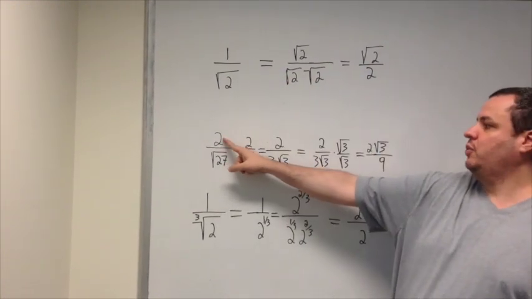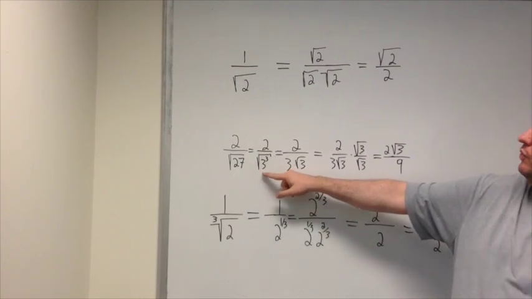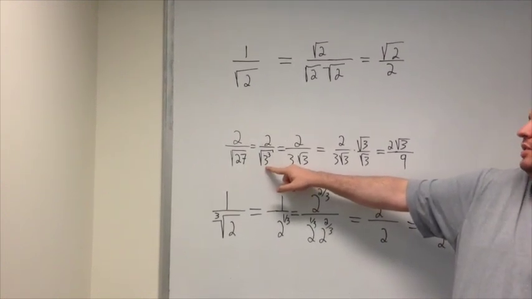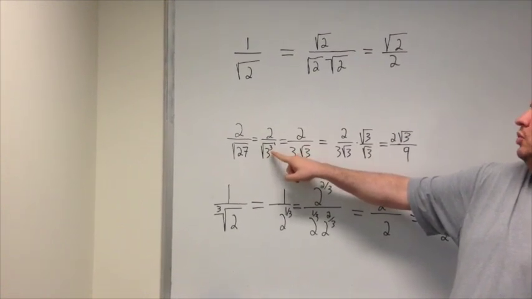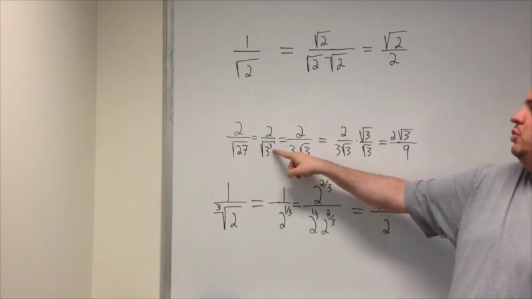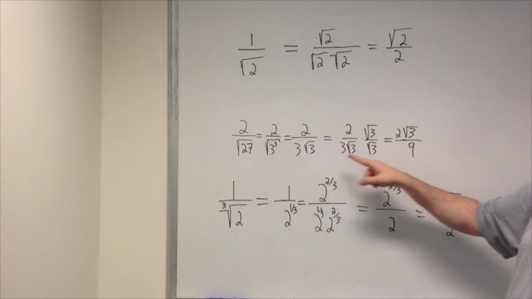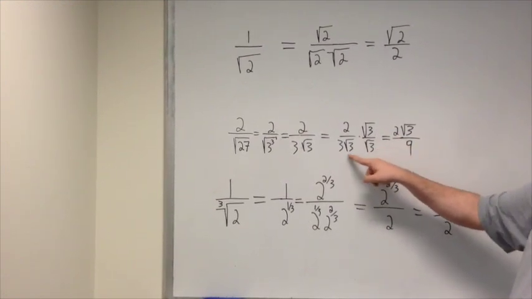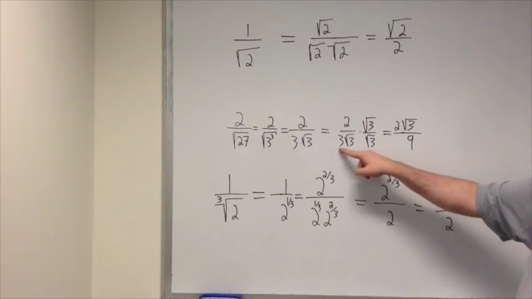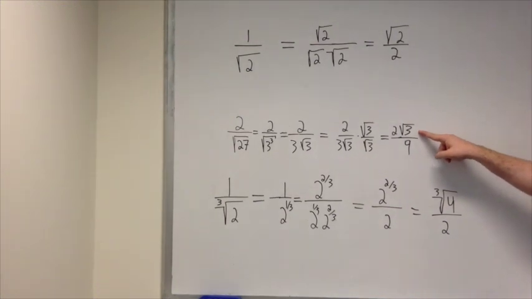Here, if you have 2 over square root of 27, first you recognize the square root of 27 is 3 cubed. You take one of these 3's here, you leave it inside, and 2 of them go out of the radical, becomes just 3 here. Then you can multiply top and bottom by square root of 3. And square root of 3 times square root of 3 is 3, times 3 is 9, and the numerator is twice square root of 3.